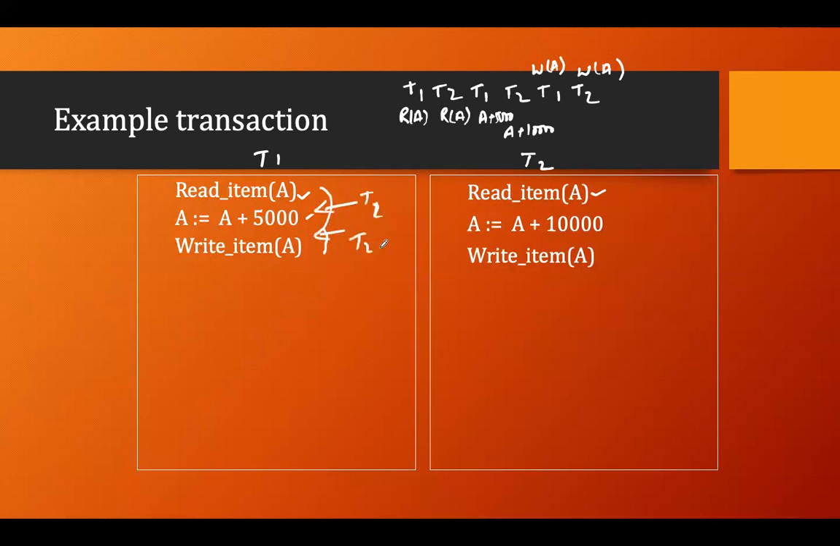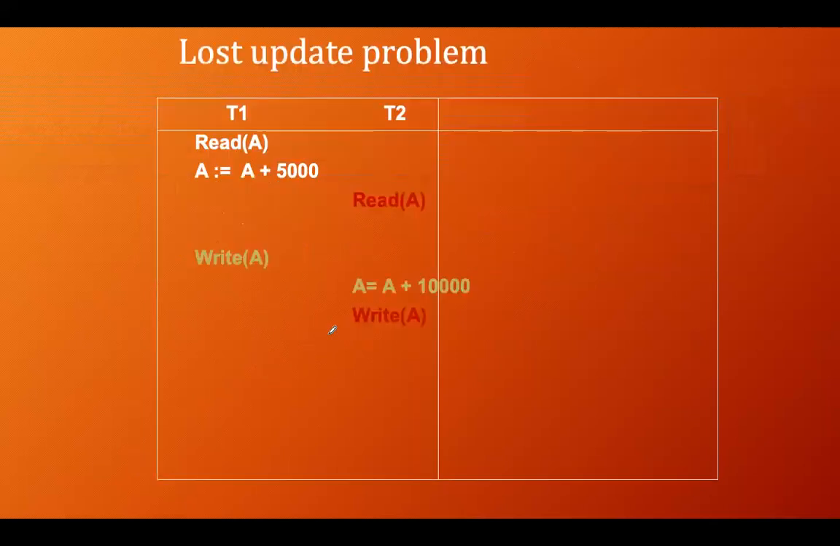Are you getting what I'm saying? It is not a serial schedule, in which all the operations of T1 execute and then all the operations of T2 execute. That is called serial. We have to do it in parallel, which means concurrent. Concurrent execution is there.